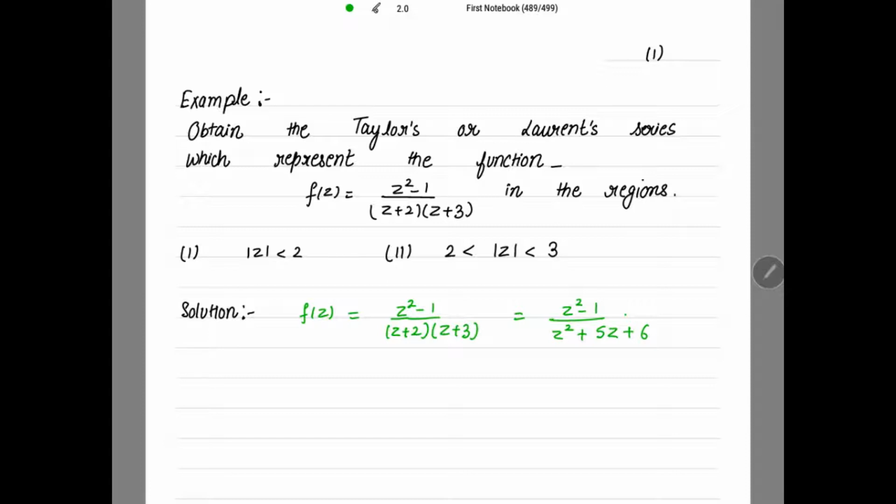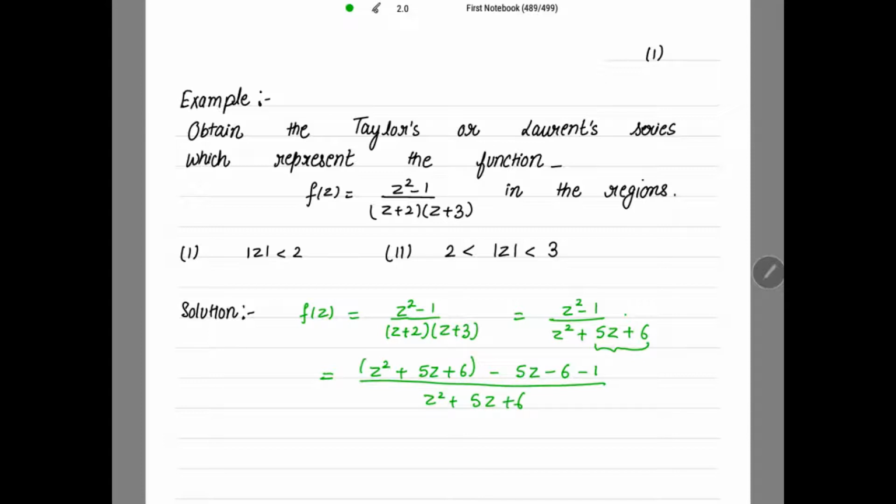So what we have to do is, see, in the numerator I am having z². In the denominator also I am having z². Let's adjust some terms with respect to the denominator, right? So in the numerator, I just add and subtract 5z + 6, giving z² + 5z + 6.